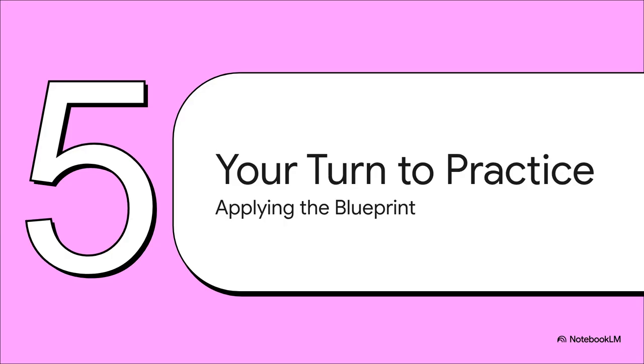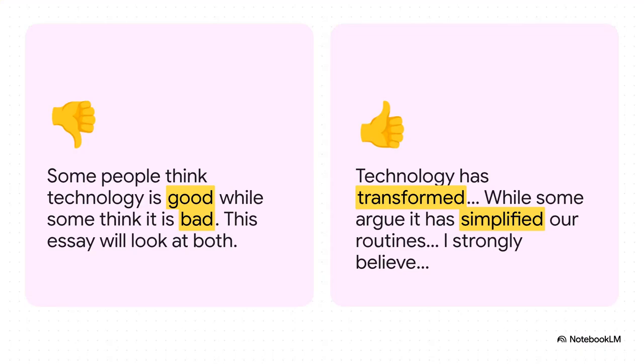So, you've seen the theory, you've seen the blueprint, and you've seen it all in action. Now guess what? It's your turn. Let's talk about how you can start applying this blueprint to your own writing right now. I mean, the difference here is just night and day, right? The weak version is fine, but it's super simple and repetitive. The Band 9 version, though, uses much more sophisticated vocabulary, like "transformed" and "simplified routines," and the sentence structure is way more complex. This is the level of writing we're all aiming for.